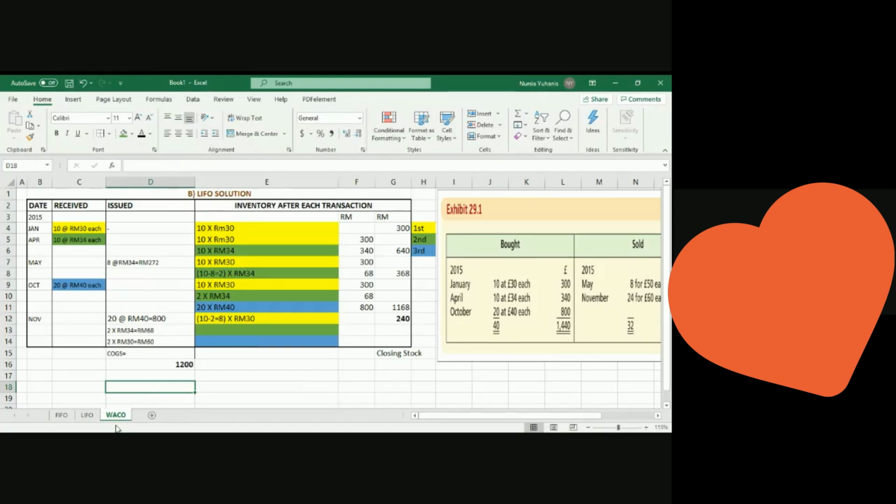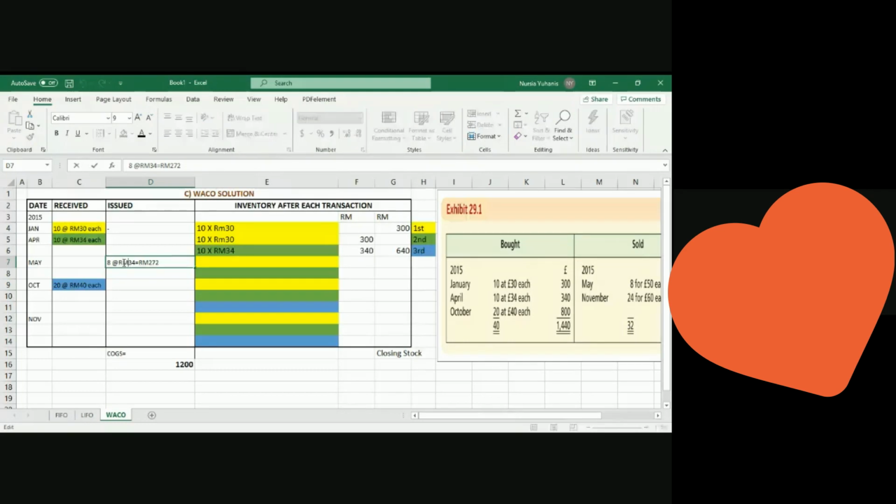So under WACC, wait, I put some adjustment first. Okay, the changes start from here. So this one I delete all. This one also I delete all. Okay, so now let's look at the weighted average method.